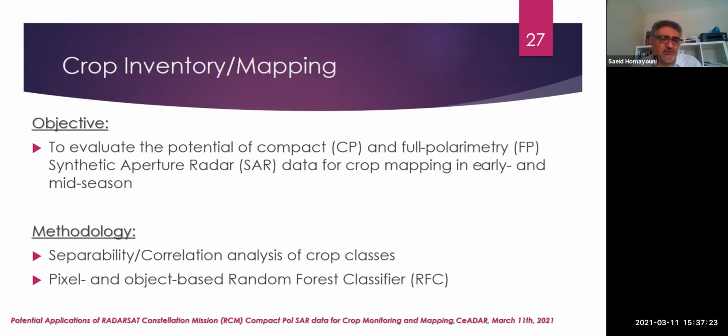Since 2009 they started to produce the annual crop map, and they have been using various data from Landsat, SPOT, and then Sentinel, and also different classification algorithms like decision tree and random forest, which are providing good approaches. But for our research project, we use both pixel and object-based random forest classifiers.